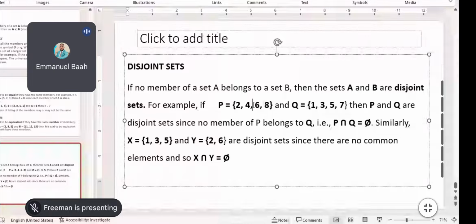Okay, so with the same scenario, P and Q, we can say that they are equivalent. They are disjoint sets. Perfect. How many elements are in P? We have 1, 2, 3, and 4. How many elements are in Q? 1, 2, 3, and 4. So they are equivalent sets, but they are not equal, and they are disjoint sets. Okay, which also means learning has taken place.